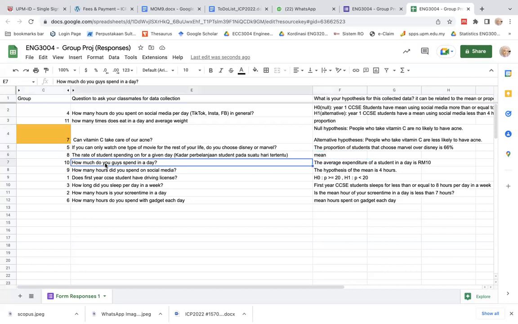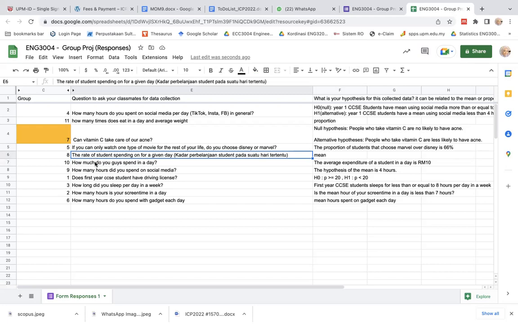Okay, so number 10. This one is okay. You can talk about the average student spending in one day. A legit question. But the way that you would rephrase this question to ask your friends is, how much money do you spend in a day on average? So this is a way to rephrase that.